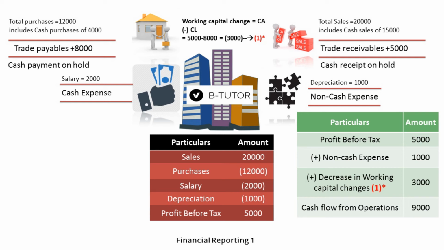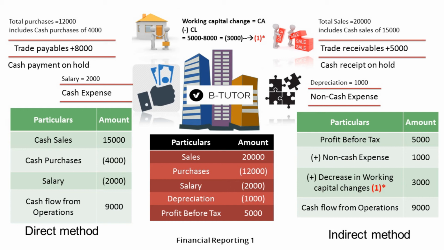Why do we want to add this working capital? Because on the receipt side there is a cash receipt on hold to the extent of 5,000, but this has been included in profit, so remove that. Similarly for payables, where 8,000 has not yet been paid, but from profit and loss we have reduced that amount, so we are adding it back. Are you clear? After adding all these, our cash flows from operating activities again comes to 9,000. So under the two methods, the amount will be the same, only the computation will differ. I hope you are understanding.